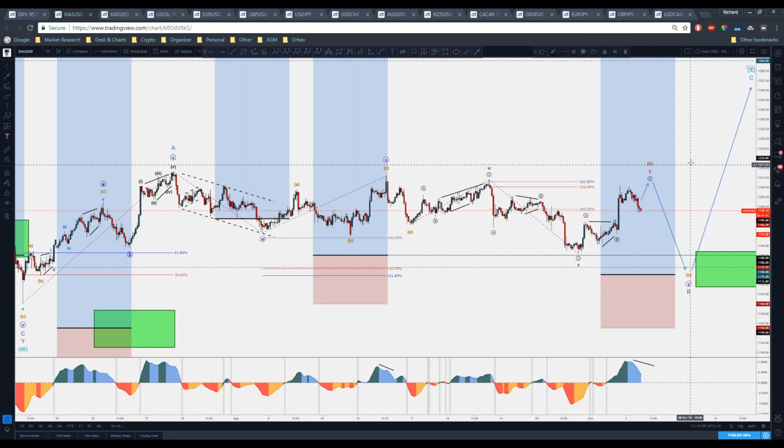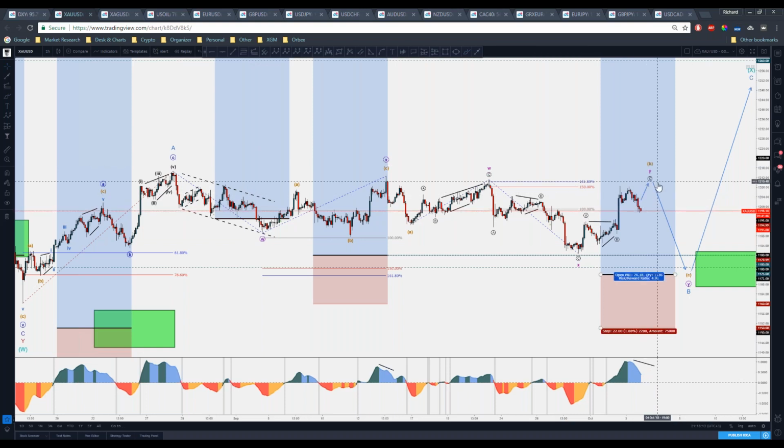So right now, we could actually see one more drop towards the 161.8 of W and X Fibs extension. Yeah, in real time, it's not that easy, right? But if you have something in your hands, you have a guideline, then it could actually occur.